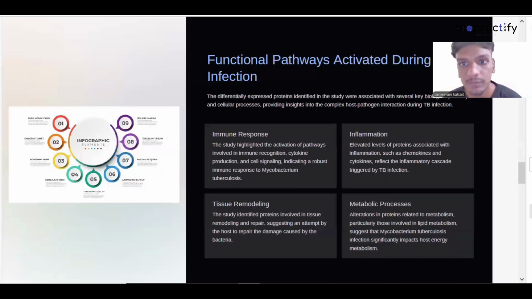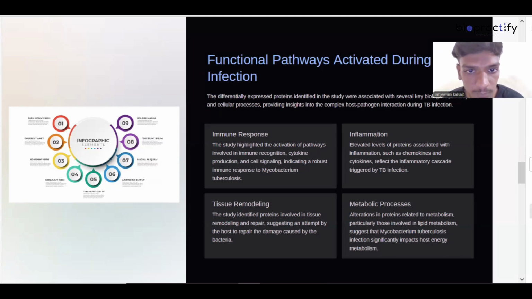Next is functional pathways activated during infection. The differentially expressed proteins identified in the study were associated with several key biological and cellular processes, providing insight into the complex host-pathogen interaction during tuberculosis infection. These are the different pathways activated during tuberculosis infection: immune response, inflammation, tissue remodeling, metabolic process.